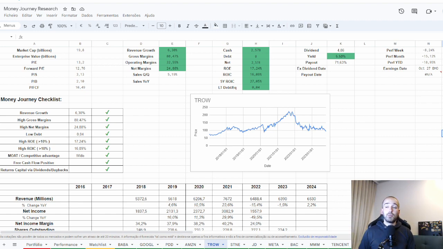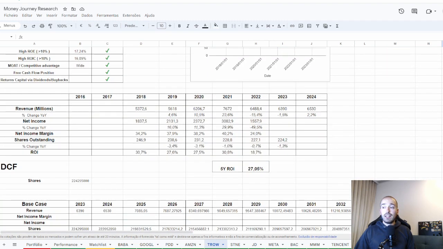They have been free cash flow positive every year. They are returning a lot of capital to the shareholders. They have a huge dividend at the moment, and they have been buying back shares a lot: 3%, 3%, 1%, 0.7%. I do believe this year they will buy back around 2% of the shares, which I really love.